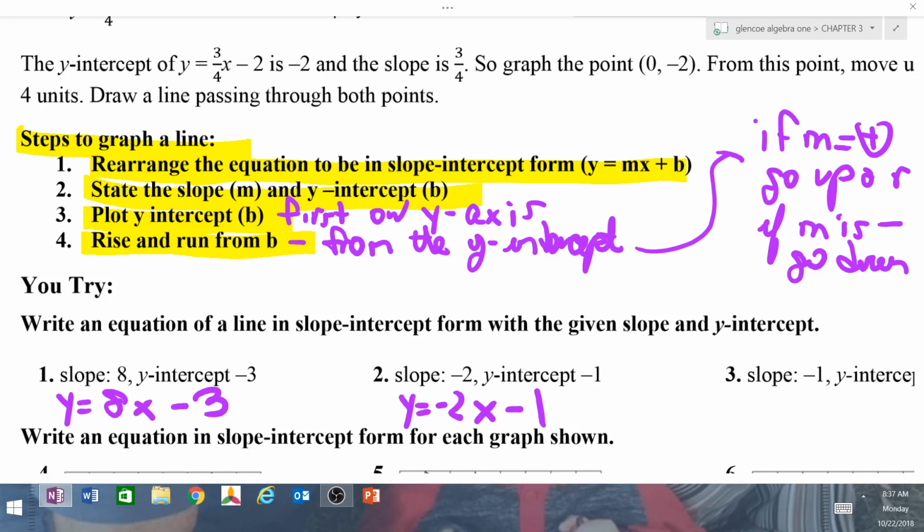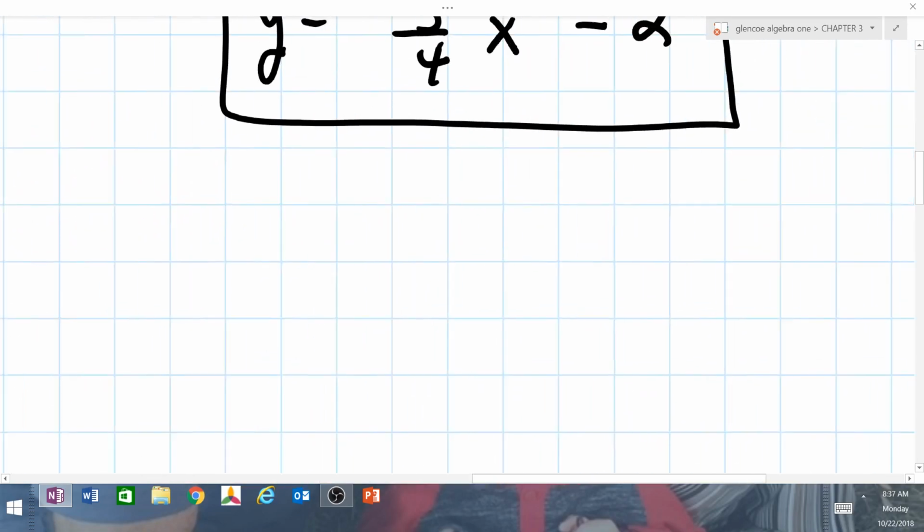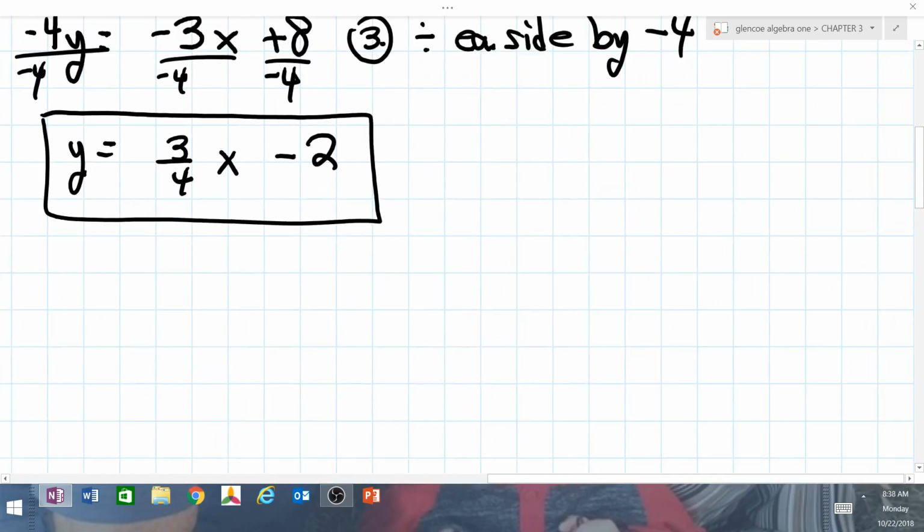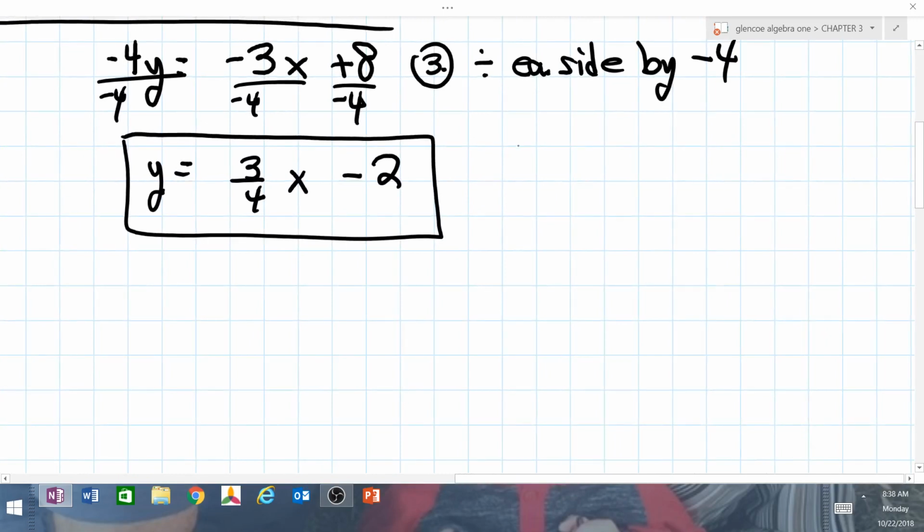Class, did we do that? And our equation was y equals 3/4 x minus 2. State the slope and the y-intercept. Okay, so let's go back to our equation. Y equals 3/4 x minus 2. What's the slope of that line, guys? 3/4. What's the y-intercept?